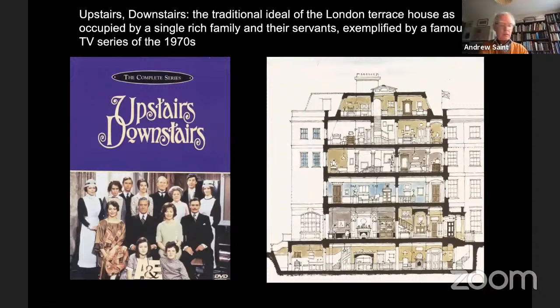Certainly houses of the kind were usually built with the aspiration that they would be taken by a single family who would live there permanently, with servants in the basement and the attics and the family in between, in what is often called an upstairs downstairs arrangement. These two pictures are kind of memorials of a very famous BBC TV series of the 1970s, which showed the conventional idea of the terrace house, a rich family living in the middle floors with the servants in the basements and the attics at the top.